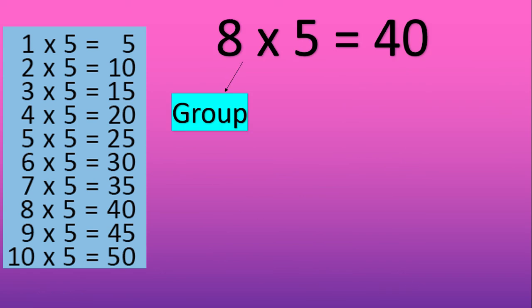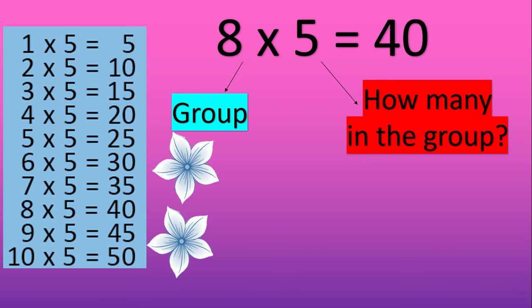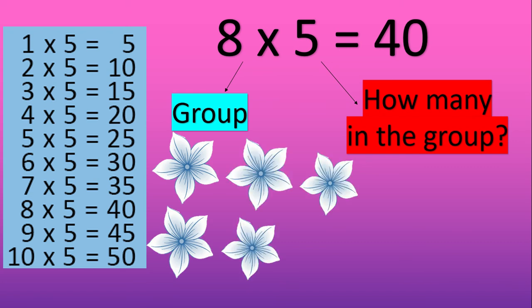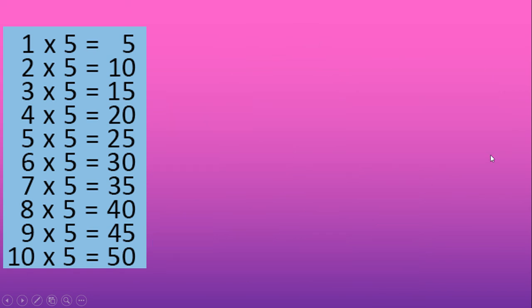8 times 5 equals 40. I have to have 8 flowers, and each flower has to have 5 petals. So let's do 8 flowers. 1, 2, 3, 4, 5, 6, 7, 8. Now let's count in fives: 5, 10, 15, 20, 25, 30, 35, 40. So 40 is the answer.